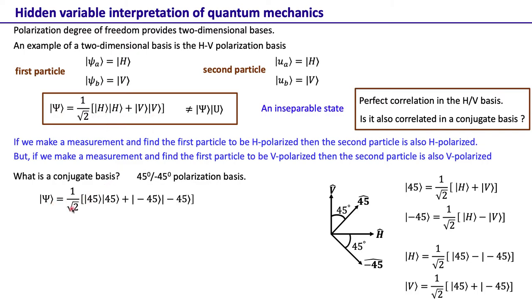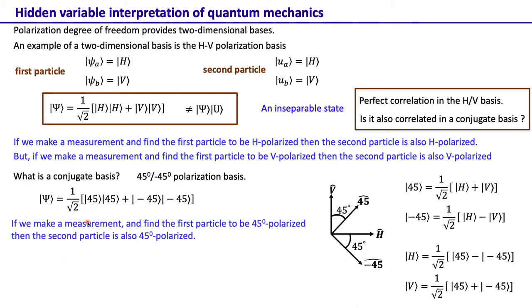Now we can write the state in the 45 minus 45 basis. What we find is that this is again a superposition of two photon terms. The first term is 45, minus 45, and the second term is minus 45, minus 45. So if we make a measurement, then we end up with either this term or that term.